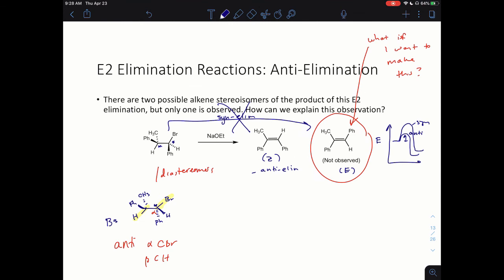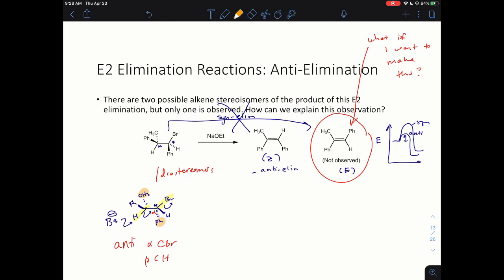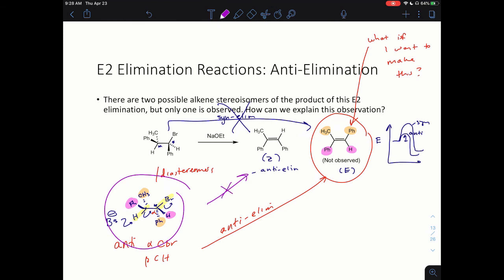So we're going to have the base coming and deprotonating, expelling the bromide. And what we'll have happen is methyl and phenyl, they're both in, and there they are on the same side. Phenyl and hydrogen, they are both out, so here they are on the same side. So if we started from this diastereomer, we could totally make this product, because this is a product of the anti-elimination. Super. Guess what it wouldn't make? This diastereomer, it wouldn't make this one because that would require a syn elimination.